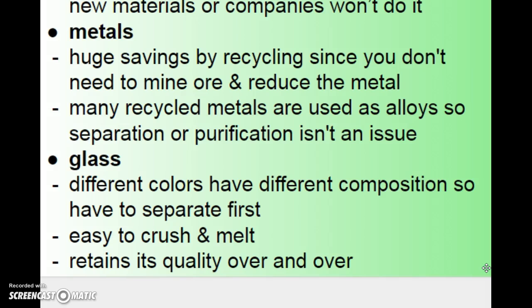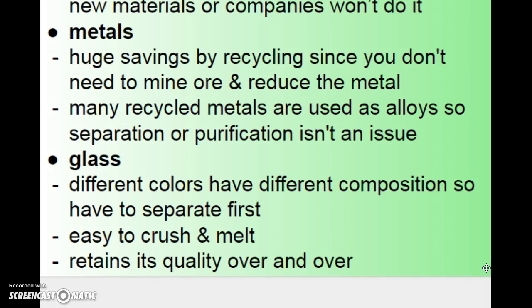Aluminum would be the exception, but again, aluminum is easy to separate from other metals because of its low density. Also, many other metals have at least some iron in them, so you can use magnets to separate them. So metals is probably the most recycled item we have.